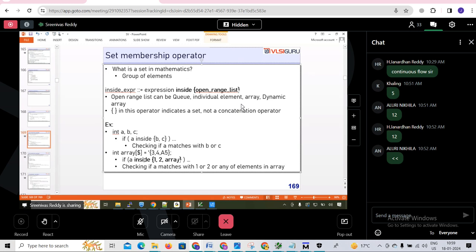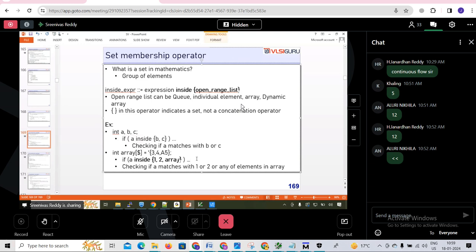Very important, very useful, right? You don't need to check each and everything individually. You don't need to write A equal to B or A equal to C. In this case, you don't need to write A equal to B or A equal to C. Here also you don't need to write A equal to 1.